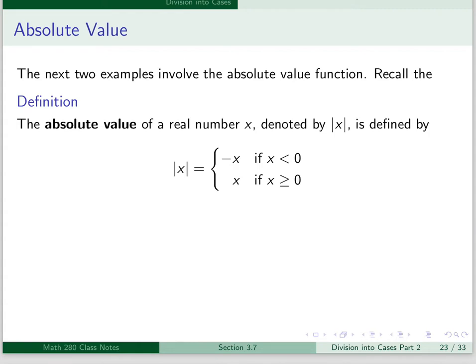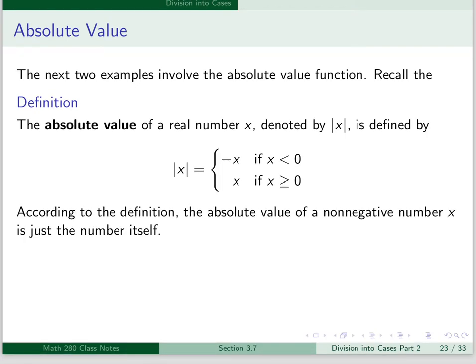The next two examples involve the absolute value function. So first recall the definition. The absolute value of a real number x, which is denoted with the two vertical bars, is defined by: the absolute value of x is negative x if x is less than 0, but it's just x if x is greater than or equal to 0.